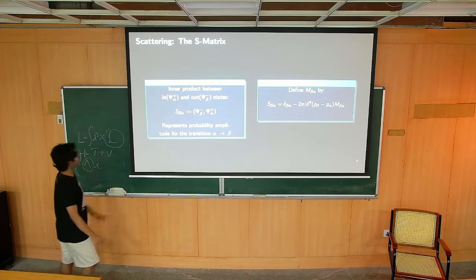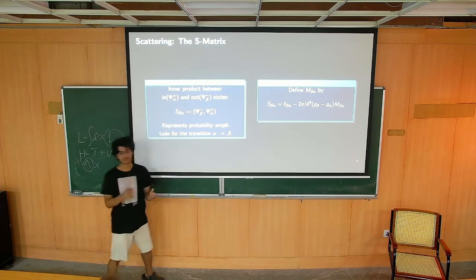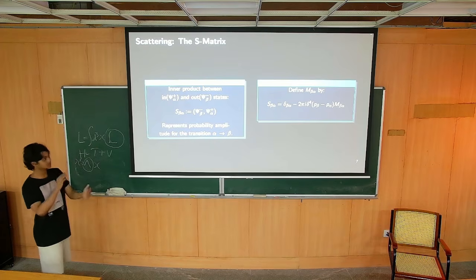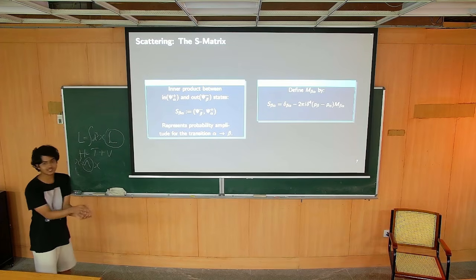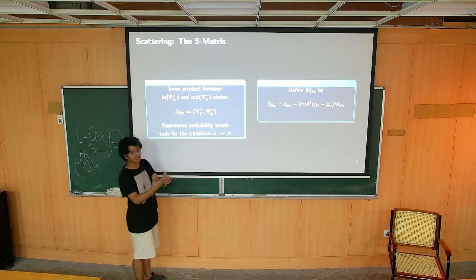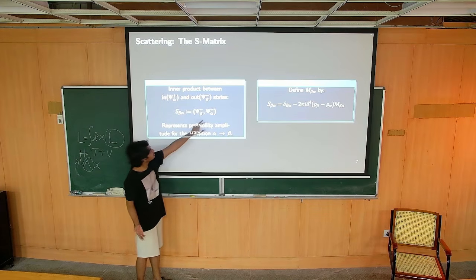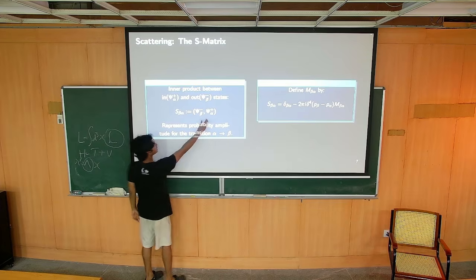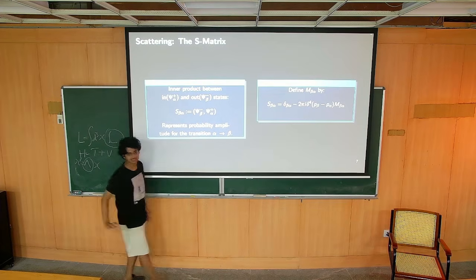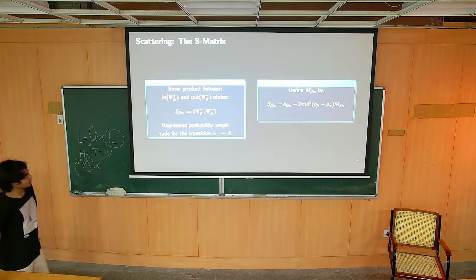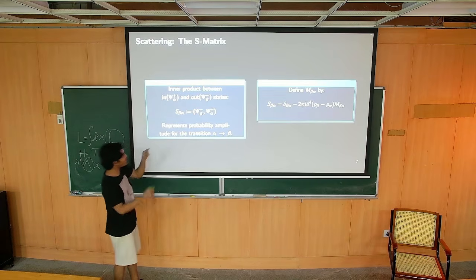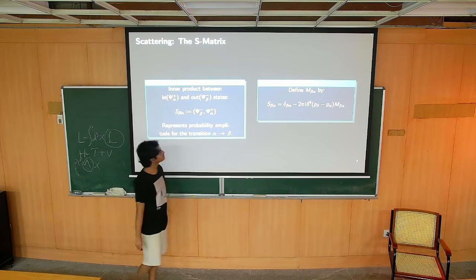That is defined by this inner product. Like taking a projection or dot product, we get the amplitude, which when squared gives the probability. The probability amplitude is the inner product, where plus denotes the in states and minus denotes the out states. So this represents the probability amplitude for the alpha state to go to the beta state.